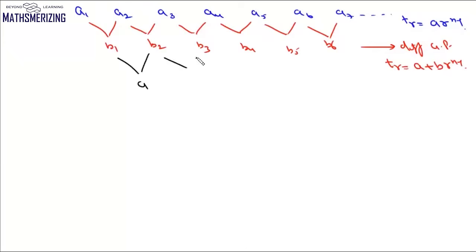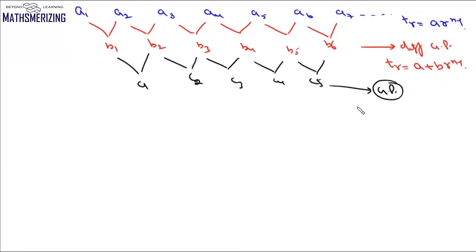Now, suppose the difference is not in GP, then we'll again take the difference. Say this is C1, C2, C3, C4, C5. Now, suppose the difference of difference is in GP. So, if the difference of difference is in GP, we can take the nth term as An plus B plus C into r to the power of n minus 1, where r in each case is the common ratio of the GP.